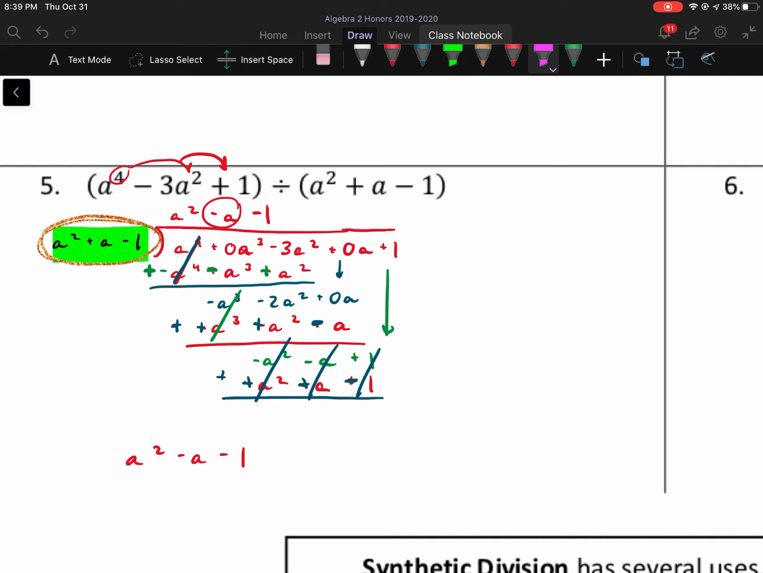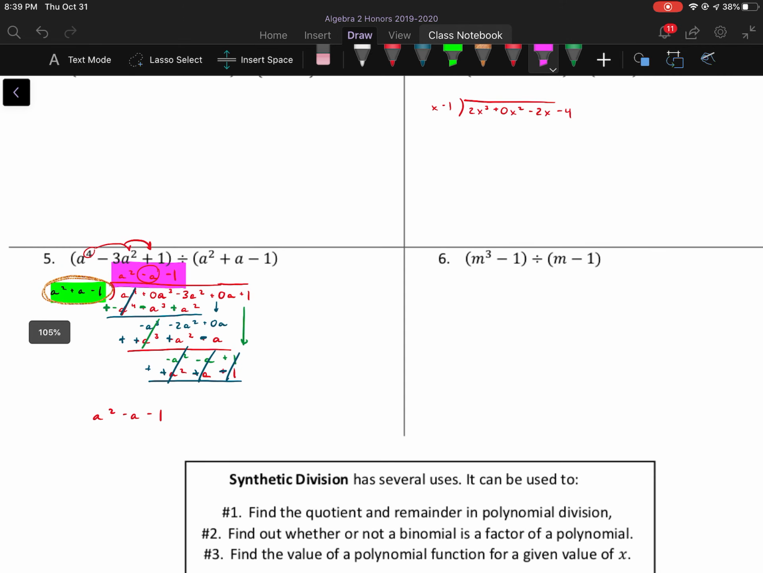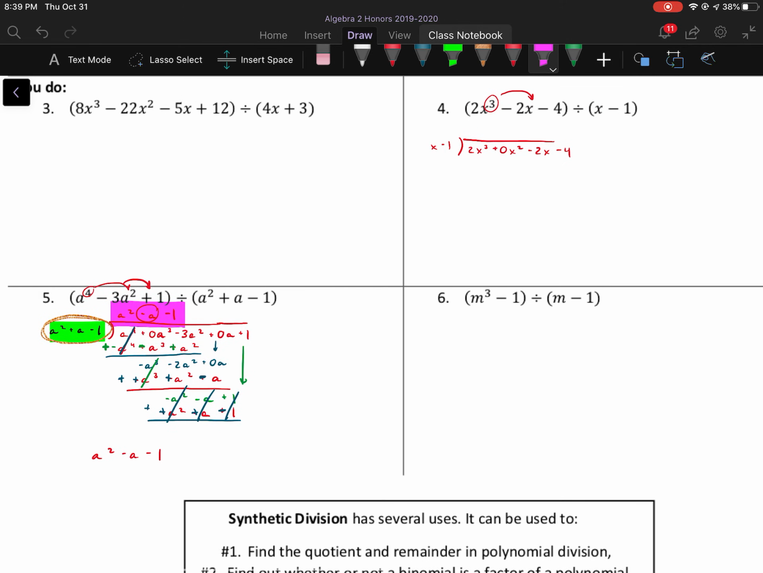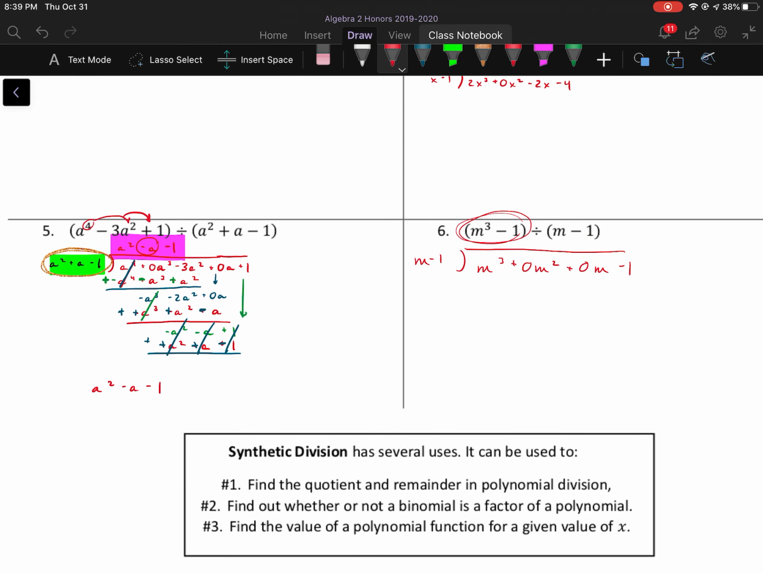That comes from right here. Good luck, guys. Check your answers as you go. Make sure you put your placeholder. So when you end up doing this thing right here, you're going to think of that as an m to the third plus 0m squared plus 0m minus 1. And then we'll divide that whole thing by m minus 1, and you'll do it the same way as we just did. Check your answers, check your answers.